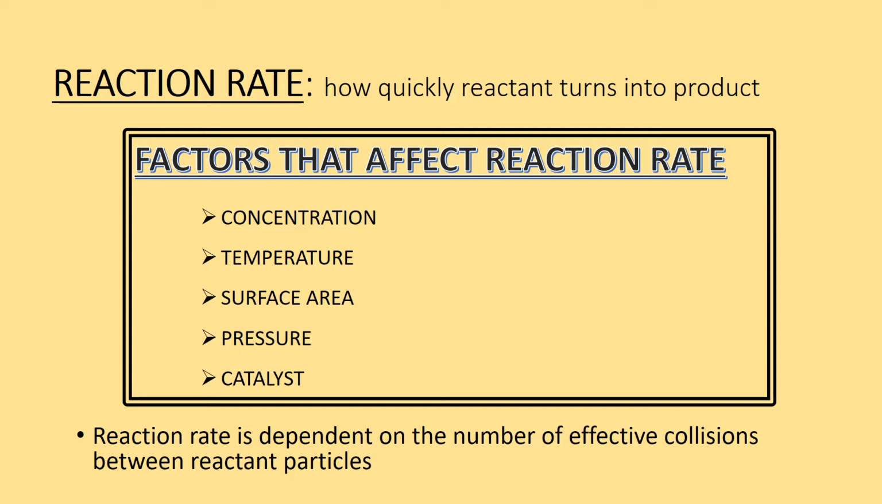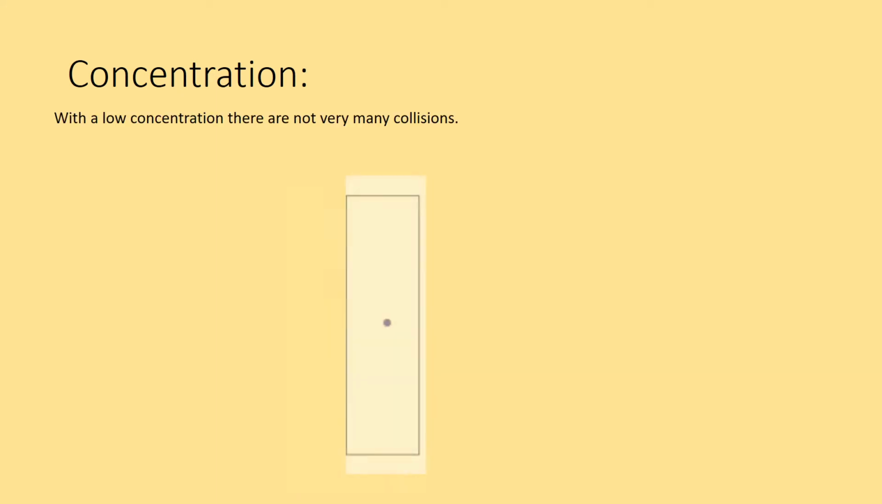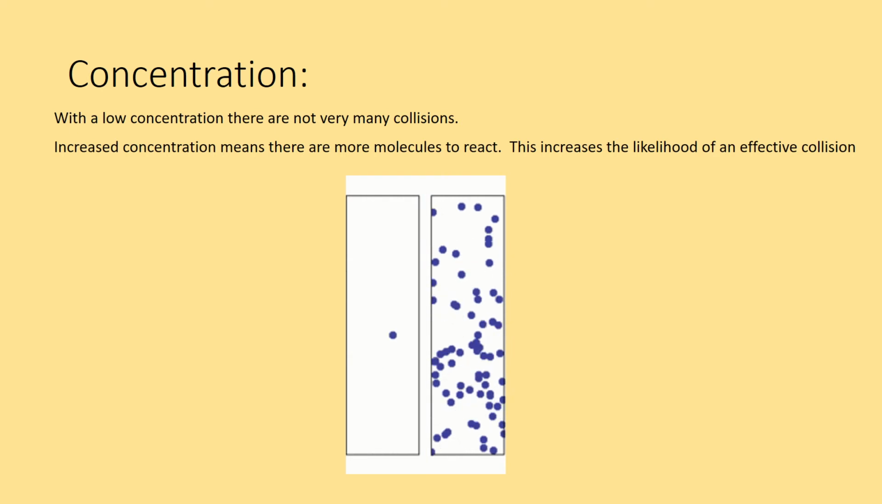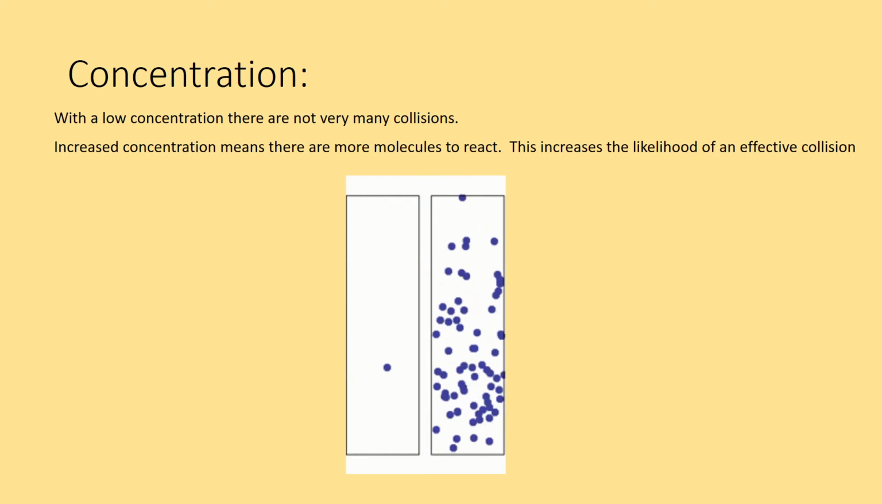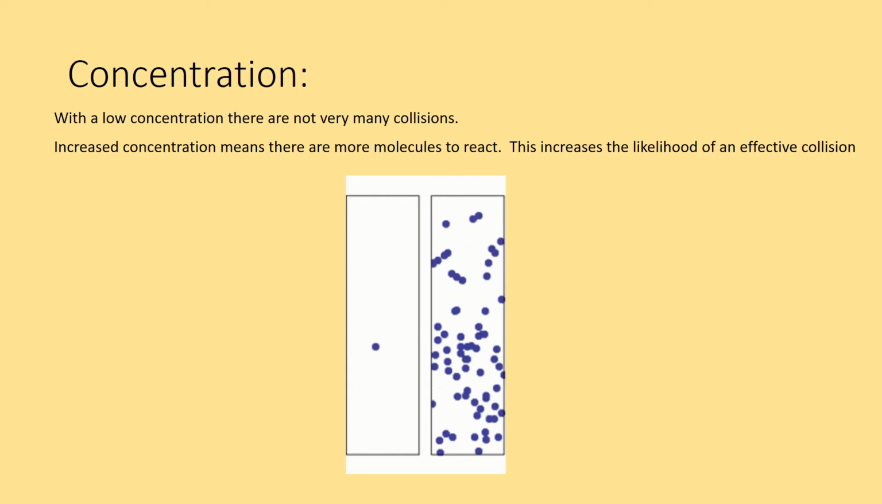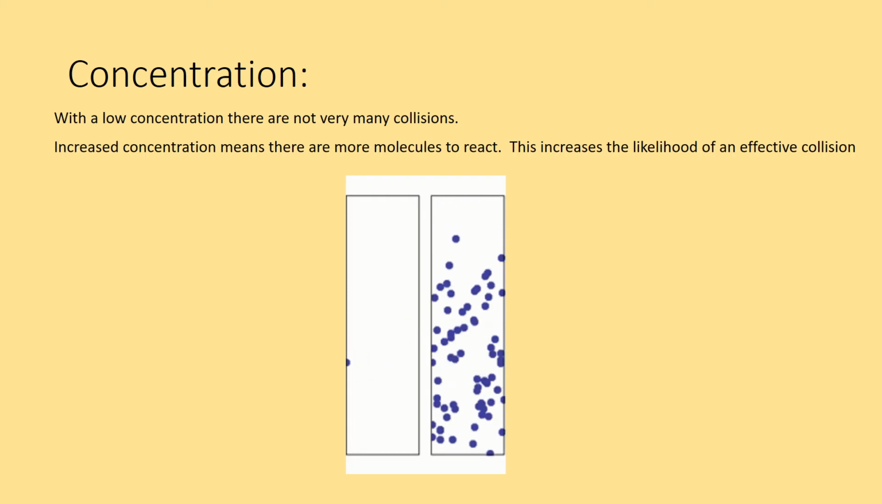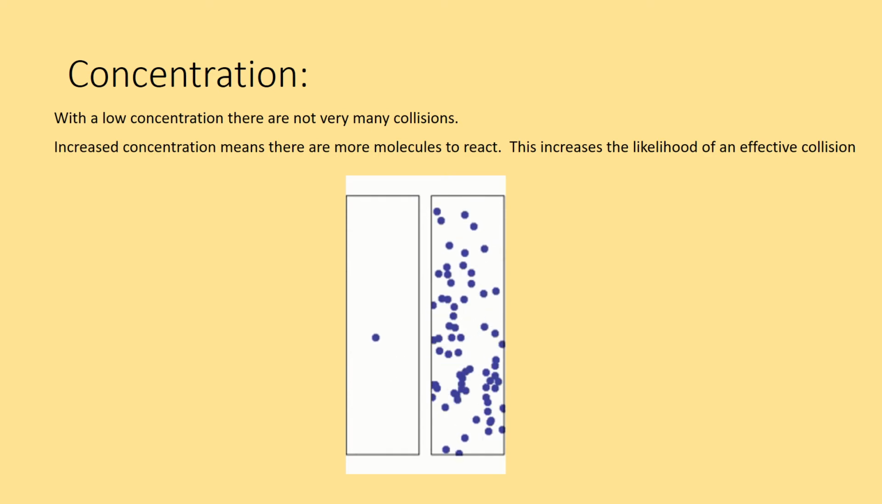Generally speaking, the reaction rate is dependent on the number of effective collisions between reactant particles. So any of these factors that will increase the number of effective collisions will increase the rate of a reaction. As an example for concentration, with a low concentration, there are not very many collisions between particles, so the rate is slow. If you increase the concentration, there are more molecules to react, and this increases the likelihood of an effective collision. So increased concentration will generally increase the rate of a chemical reaction.